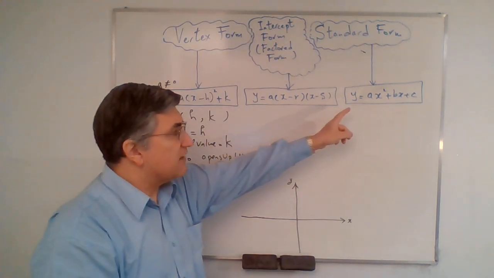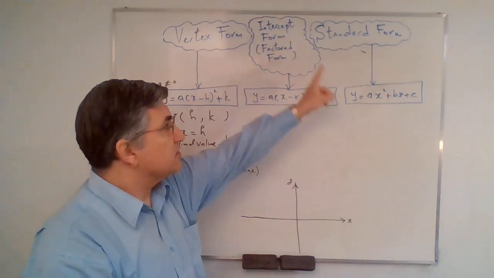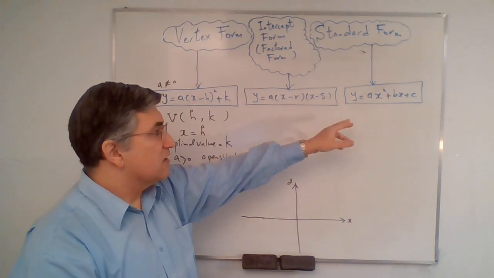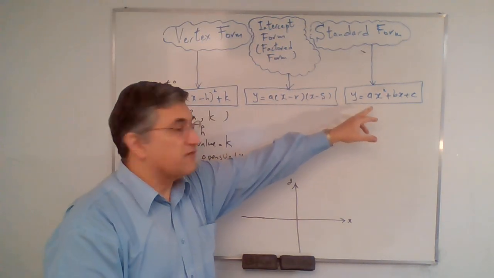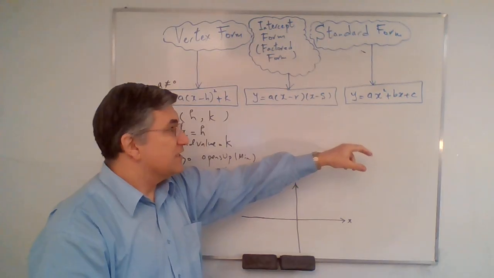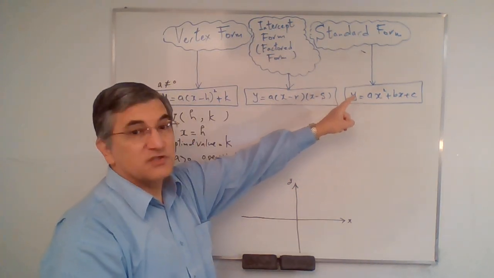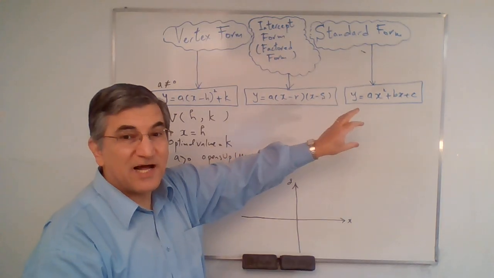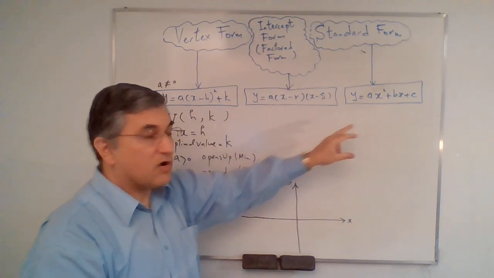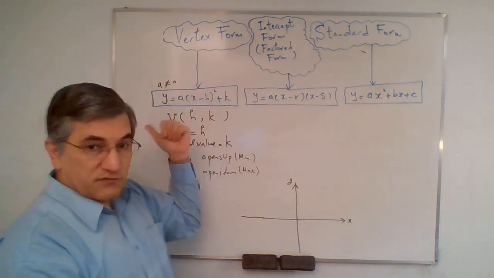But sometimes we have a quadratic relation in standard form. So we may say, what is the vertex? Well, it's hard to find the vertex right now. So that's the disadvantage of having a quadratic relation in standard form, because you can't just quickly tell what the coordinates of the vertex are, whereas in this case you could in vertex form.